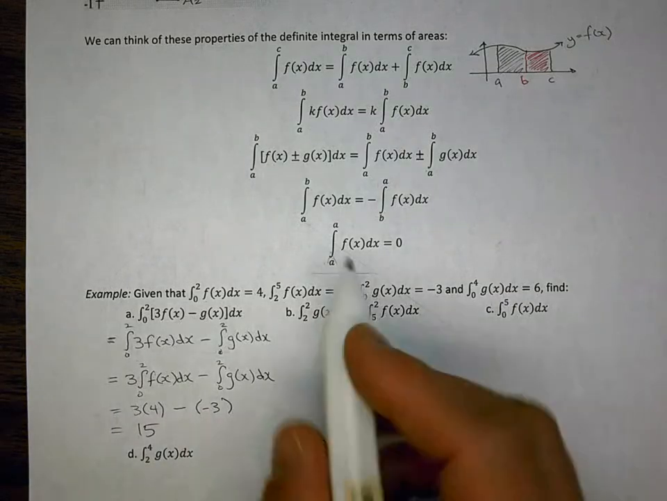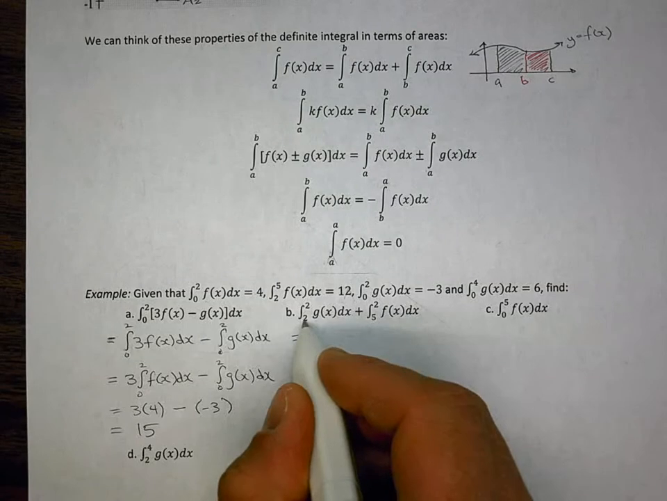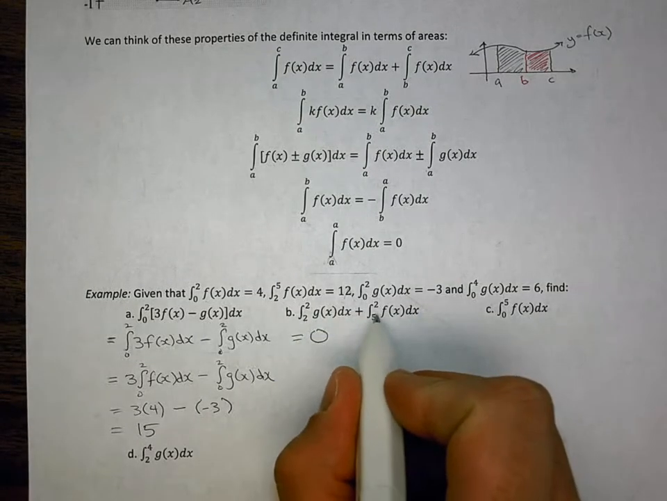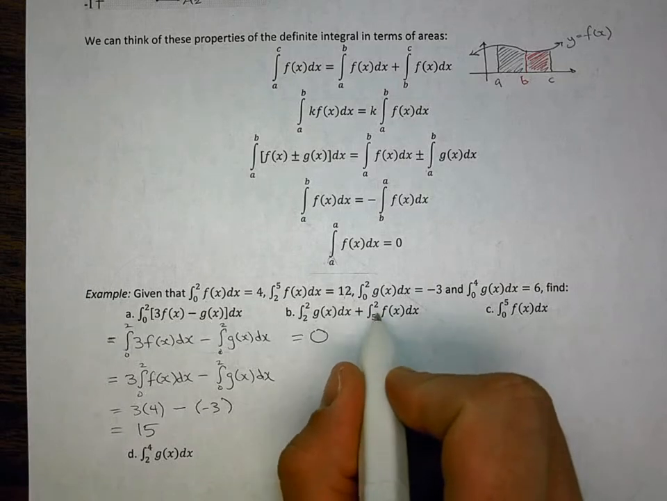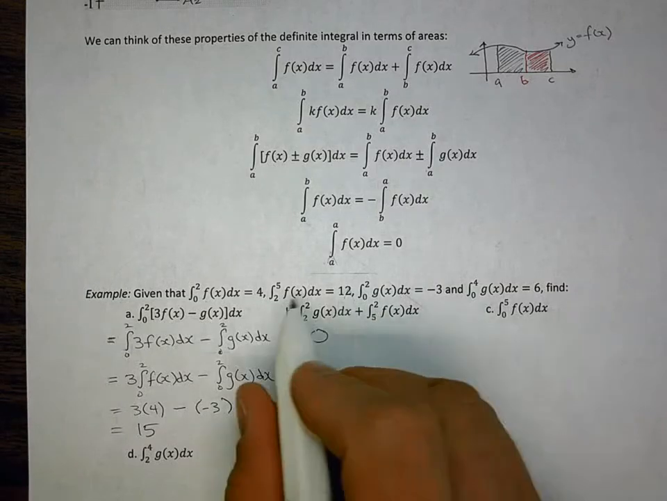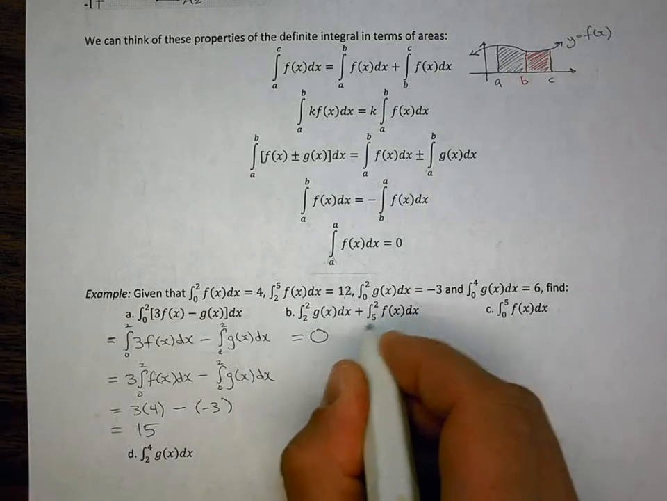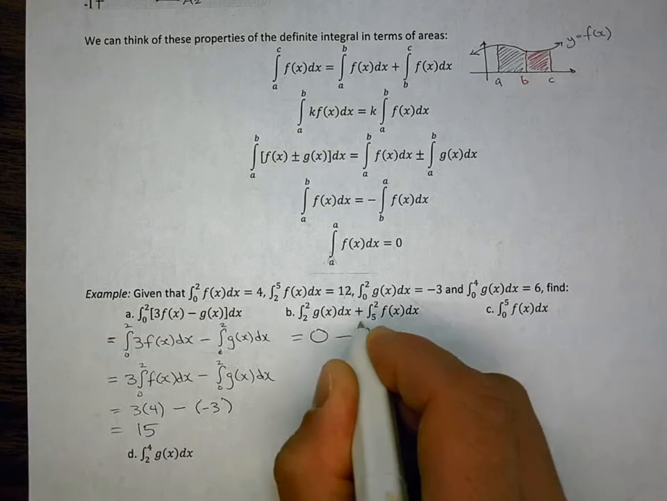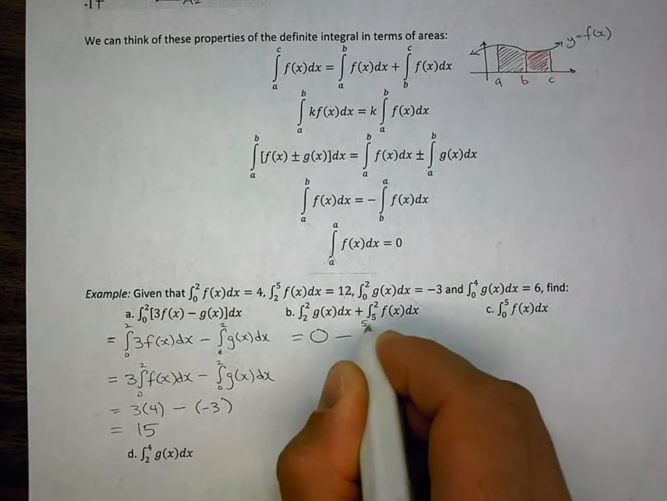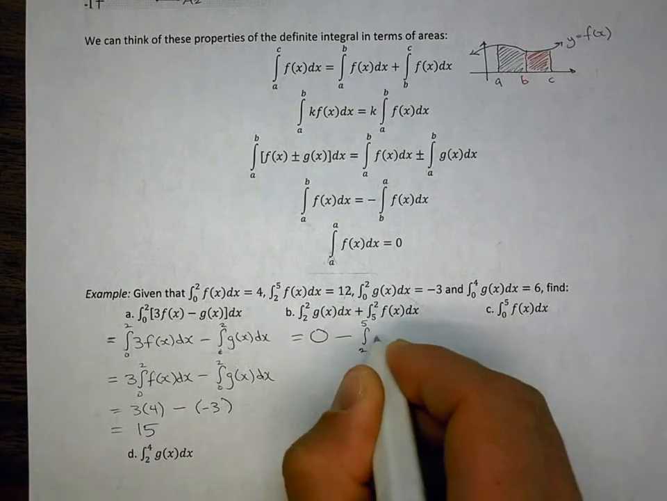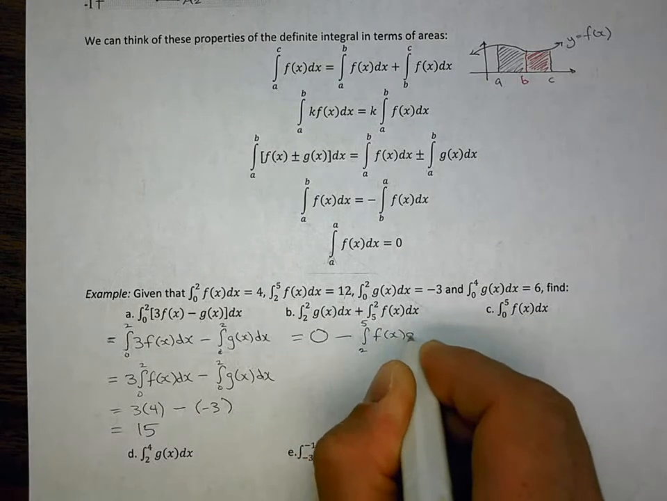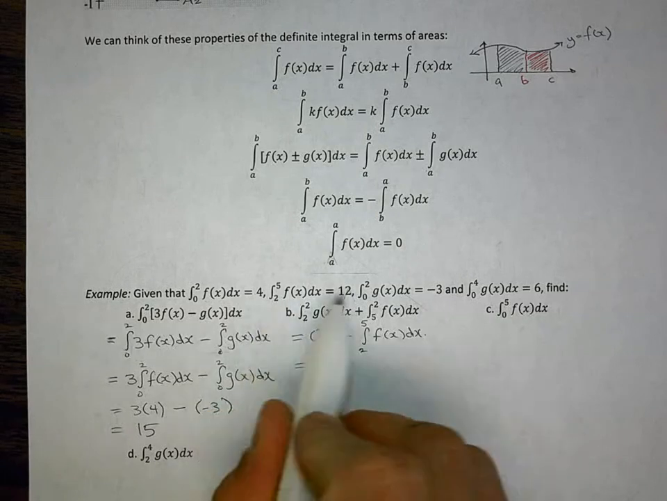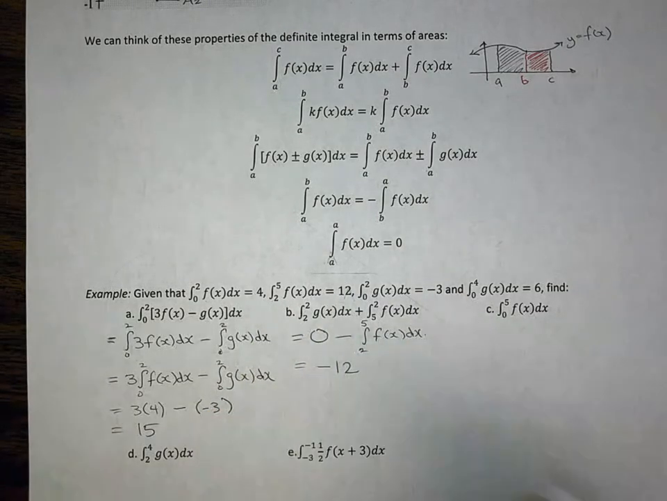This second question, we have the integral from 2 to 2. Well, the area of that would be 0. And we have the integral from 5 to 2. Well, that's backwards, right? And we don't know from 5 to 2. We know from 2 to 5. So what I told you is you can switch the limits to the opposite order if you put a negative in front. So there we go. I changed the sign. Then I can do my substitution. So the integral of f of x from 2 to 5 is 12. So my answer ends up being negative 12.